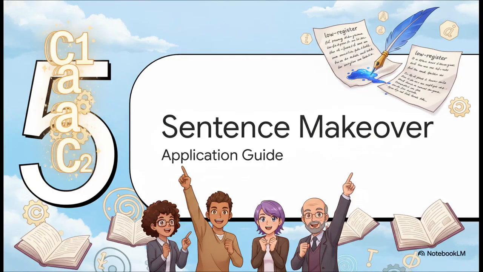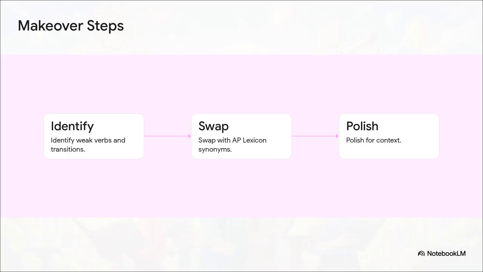Finally, Section 5, the Sentence Makeover Guide. Okay, here is our simple 3-step recipe for making over any clunky sentence.